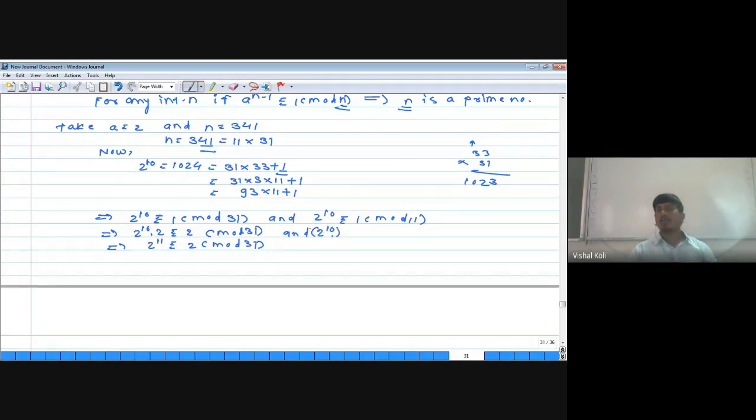Take this: if a is congruent to b modulo n, then a to the power k is congruent to b to the power k modulo n. So here take k equal to 3, so 2 to the power 10 cubed is congruent to 1 cubed modulo 11, which implies 2 to the power 30 is congruent to 1 modulo 11. Again multiply both sides by 2, and we get 2 to the power 31 is congruent to 1 modulo 11. Here 11 and 31 are prime numbers. Take this one as equation 1 and this one as equation 2.